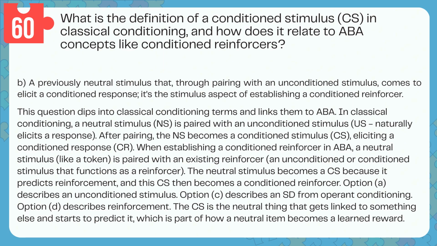When establishing a conditioned reinforcer in ABA, a neutral stimulus, like a token, is paired with an existing reinforcer, an unconditioned or conditioned stimulus that functions as a reinforcer. The neutral stimulus becomes a CS because it predicts reinforcement, and this CS then becomes a conditioned reinforcer. Option A describes an unconditioned stimulus. Option C describes an SD from operant conditioning. Option D describes reinforcement. The CS is the neutral thing that gets linked to something else and starts to predict it, which is part of how a neutral item becomes a learned reward.